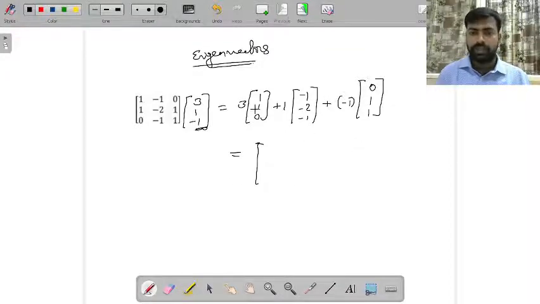So the result is 3 minus 1, 2 plus 0. So 2. 3 minus 2, 1. And 1 minus 1 will give you 0. And this is 0, negative 1, negative 1, negative 2. So this is the result. So you try to see the multiplication as column wise, right? The first element into first column plus second element into second column plus third element into third column.